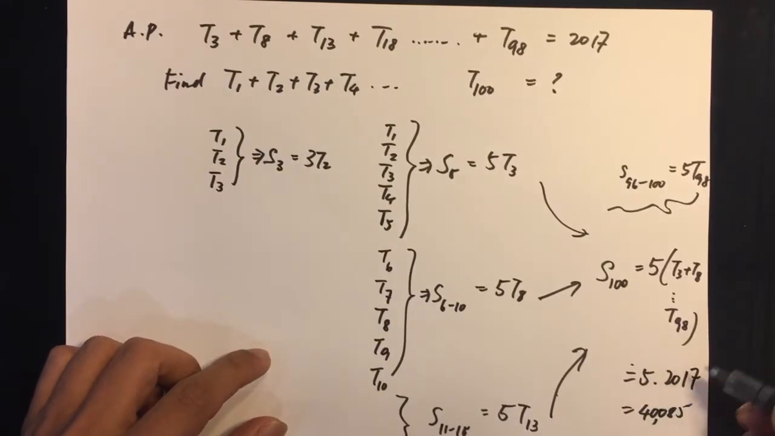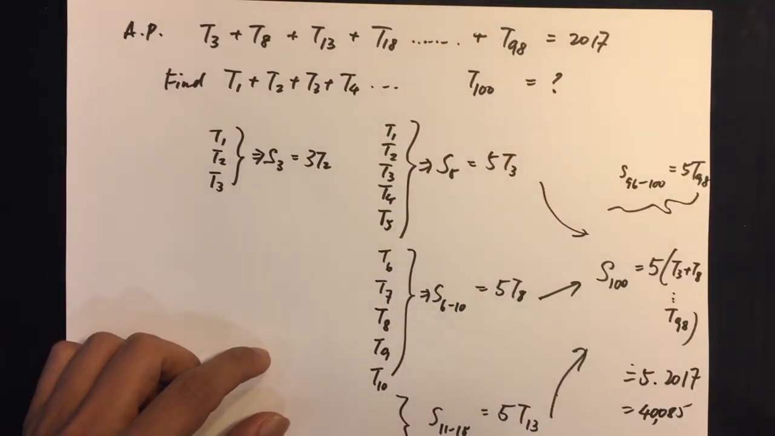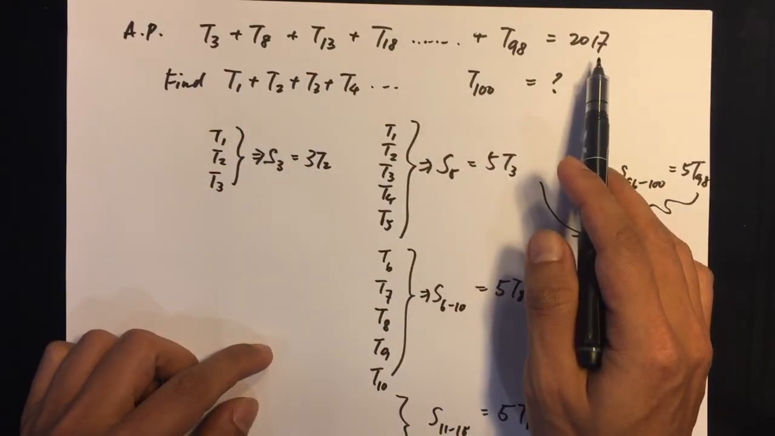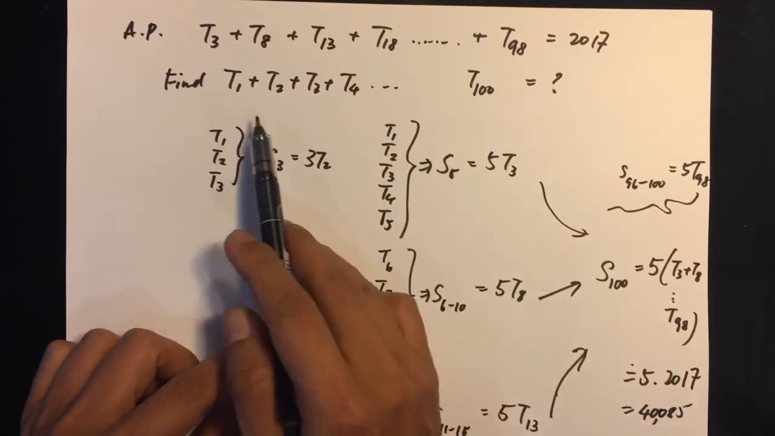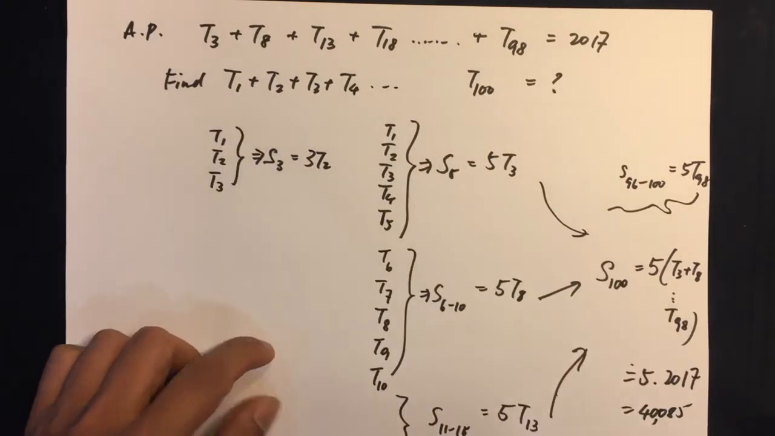So the trick is recognizing that you can group the terms in groups of 5. So that's a pretty neat trick. Again, given very little information, you don't have the starting term, you don't have the common difference, you can actually just so happen to work out that sum.